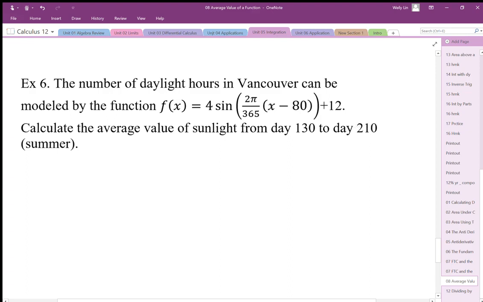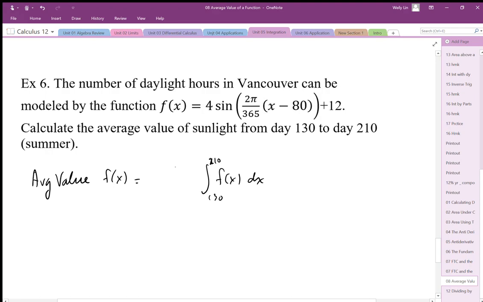Okay, so working this out, we should have quite a bit of daylight because we have lots of daylight in Vancouver. If I want to find out the average value of the daylight, I'm going to take the total amount of daylight and find the average daylight. So I'm going to find the average height of this f of x function. Again, to do this, the average value of f of x, I'm going to take the area under f of x, from day 130 to day 210.